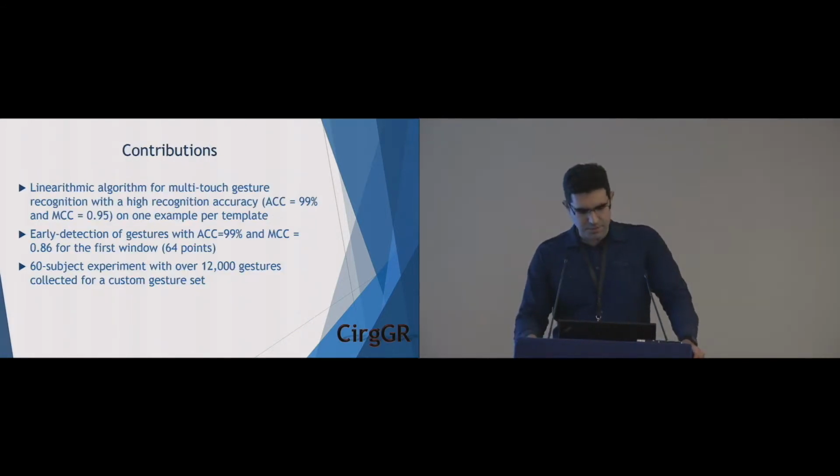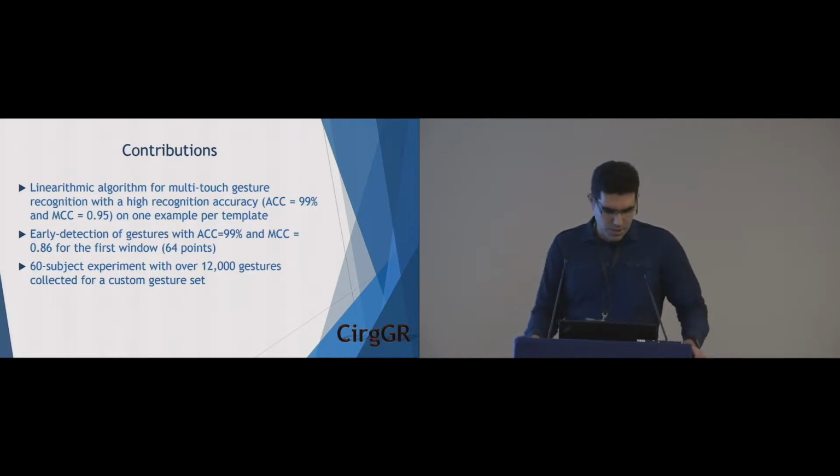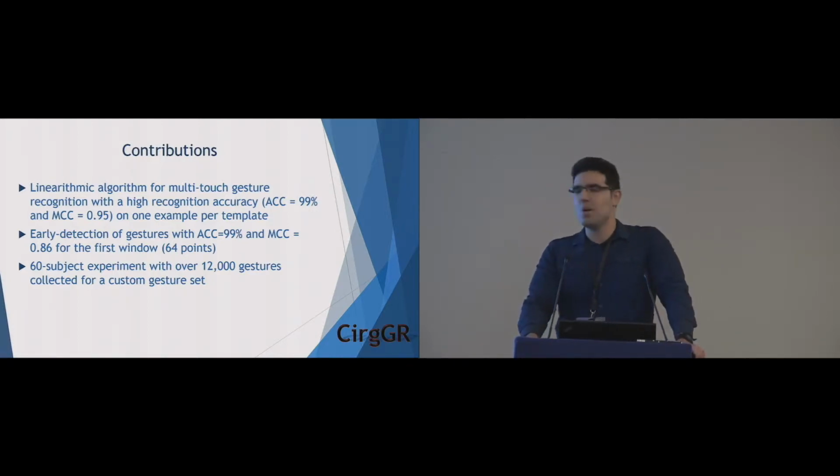All right, so what is it that we hope to contribute with this paper and with this work? We want to contribute a linearithmic algorithm for multi-touch gesture recognition with a high accuracy rate, so over 99%, and a Matthews correlation coefficient of 0.95. For those that don't know, Matthews correlation coefficient ranges from -1 to 1, 1 being perfect classification, 0 being no better than random, and -1 being almost completely at odds with the data.